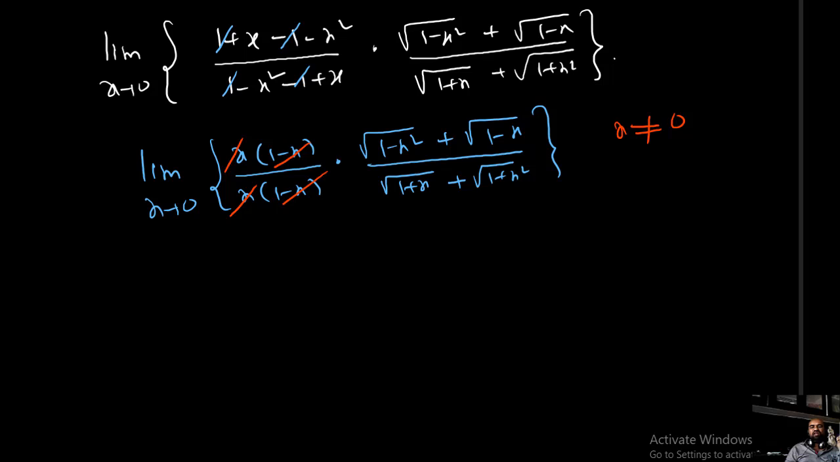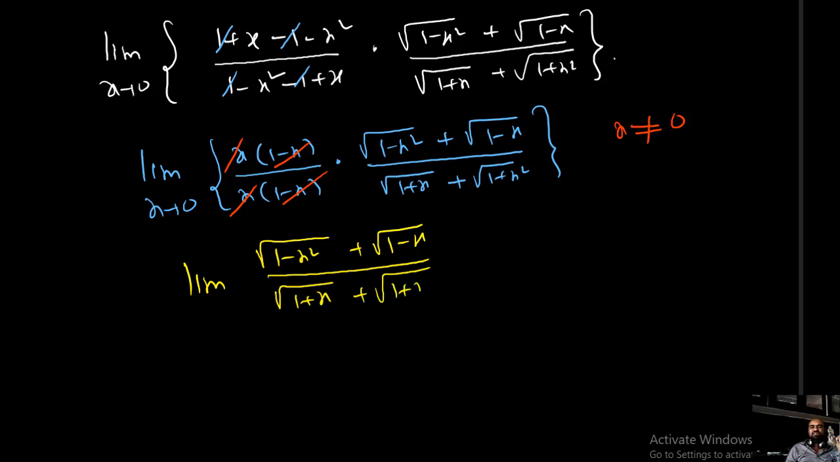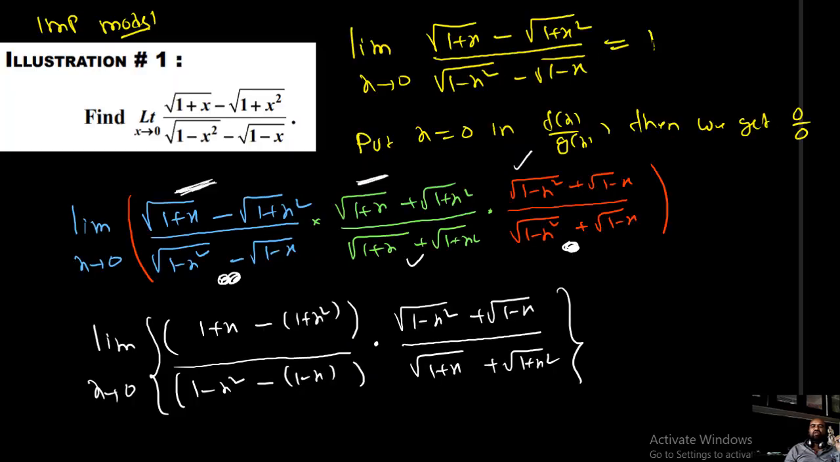So finally what I got, I will write here, students. Limiting value of root over 1 minus x square plus root over 1 minus x by root over 1 plus x plus root over 1 plus x square, x is tending to 0. Now substitute directly. So what will we get? Root over 1 plus root over 1 by root over 1 plus root over 1. So totally 1 we will get. What is the meaning of that? The total function's limiting value is 1, which means this function is tending to 1.